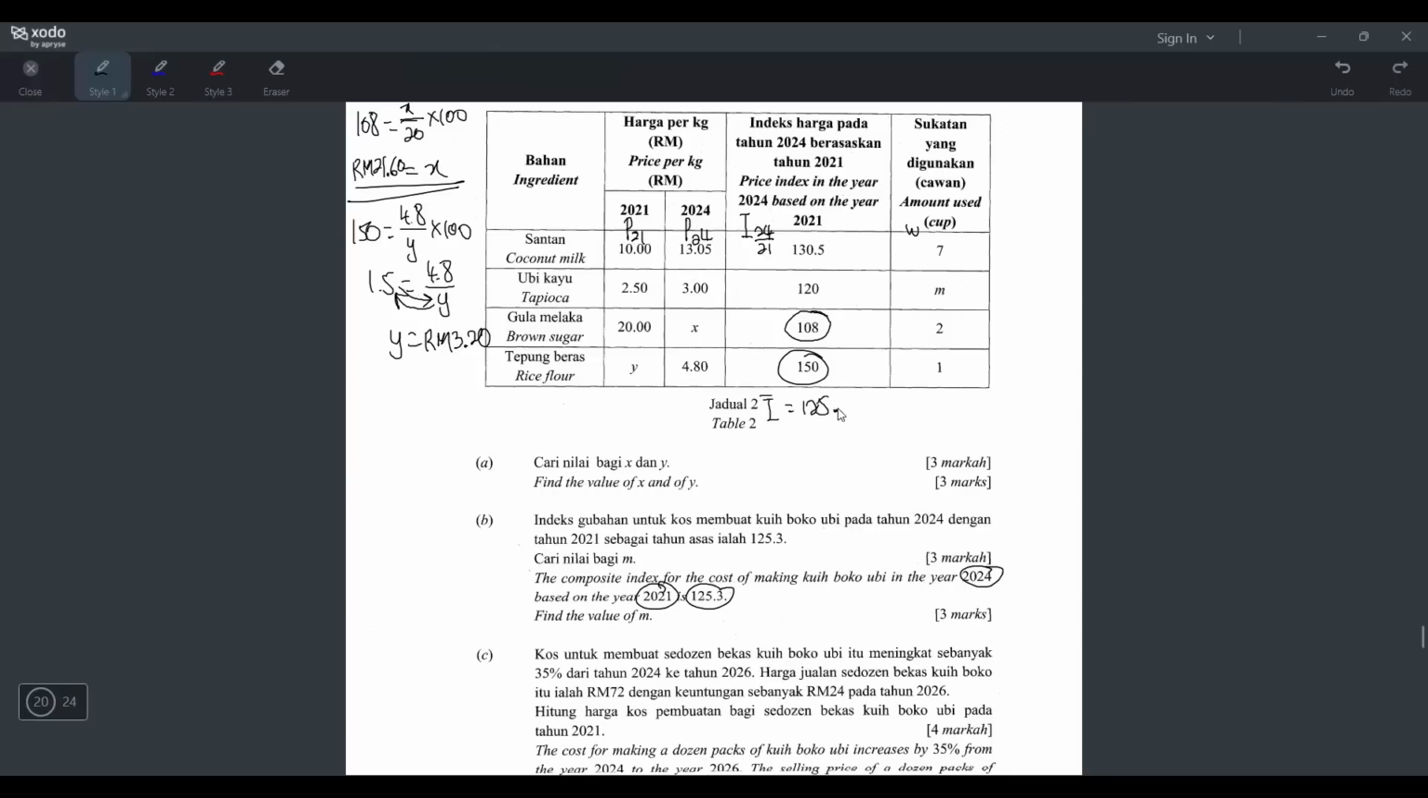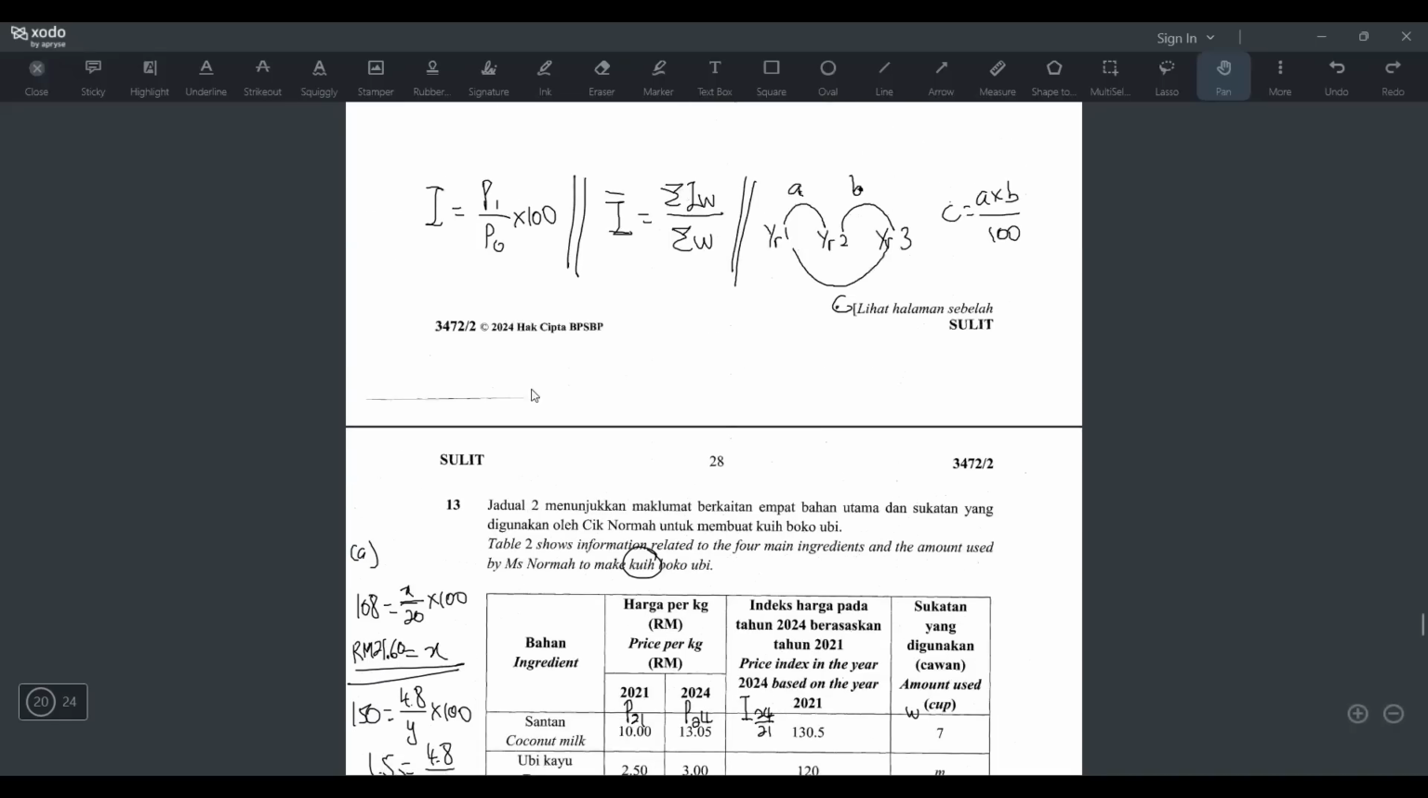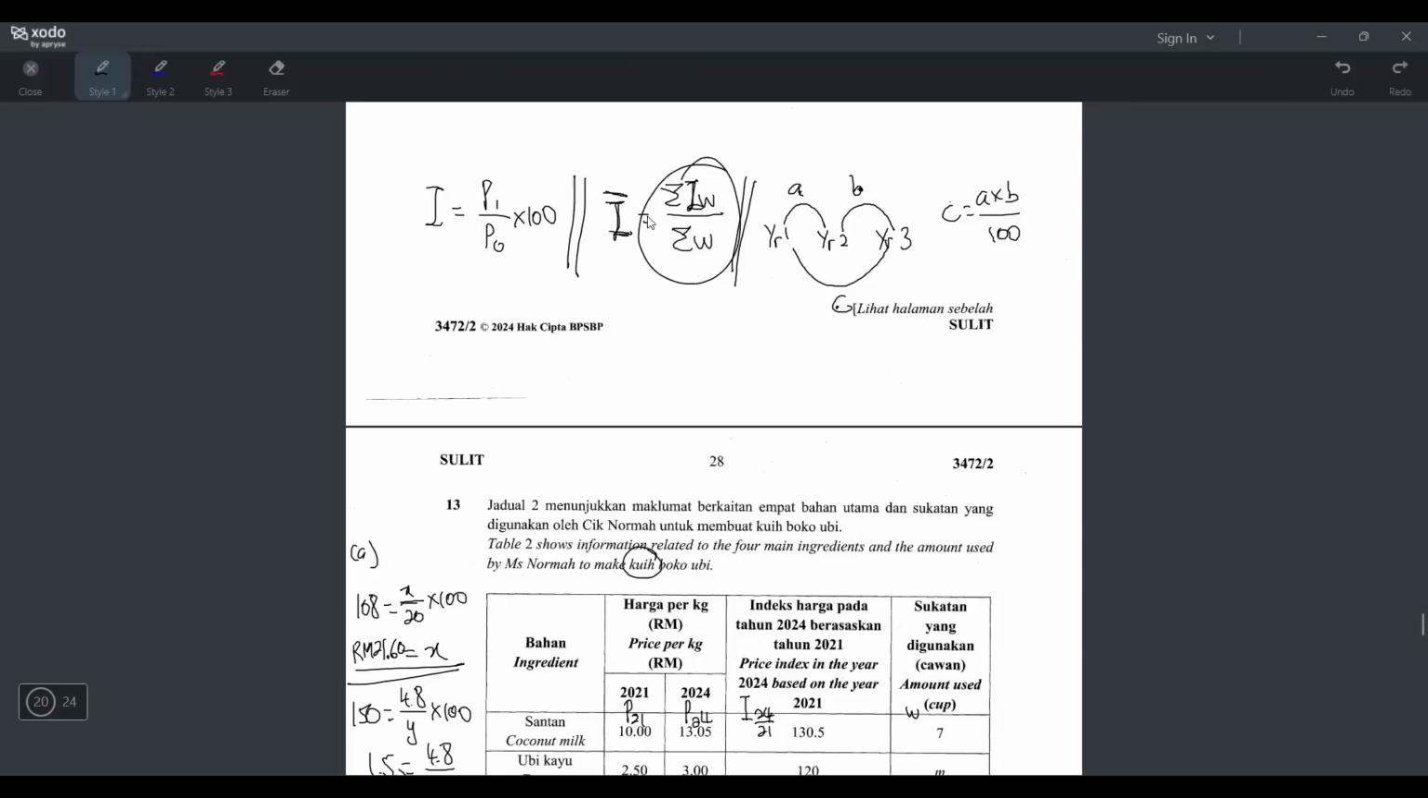But they also tell you the year. So what's the year? This is the composite index for 2024 based on 2021. So this one is 24 over 21. And do you realize this 24, 21, the year matches with the price index? Because the price index they give here also has the same year, 24, 21. That means later I can use this I. When I use this formula later, the year of this I must always match the composite index. If the year doesn't match, you cannot use it. So this one matches, because the composite index is 24, 21, and the I later is also 24, 21.